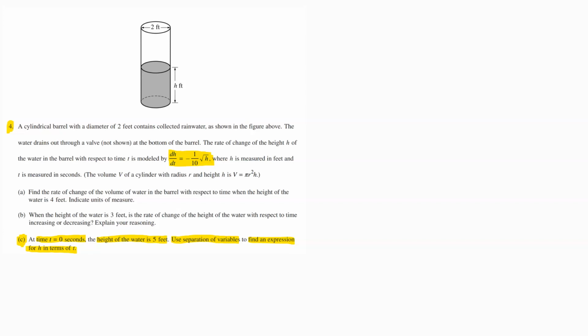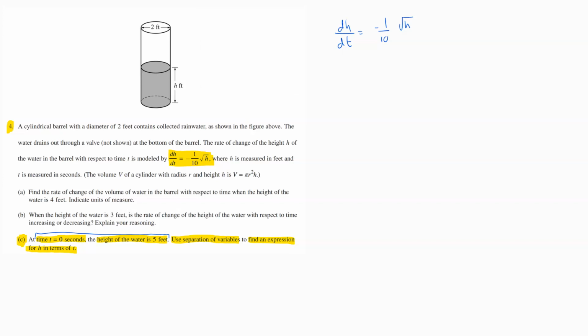We want to separate this out by its variables, and then we're going to end up taking an antiderivative of both sides, and that's going to get us to our original equations. This is the type of problem where they give us an initial value here, and we'll use that initial value to find that plus c that you always have when you're taking your antiderivatives.